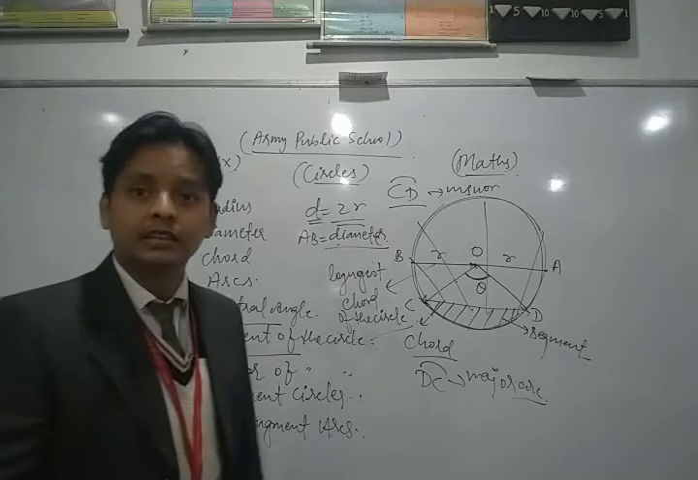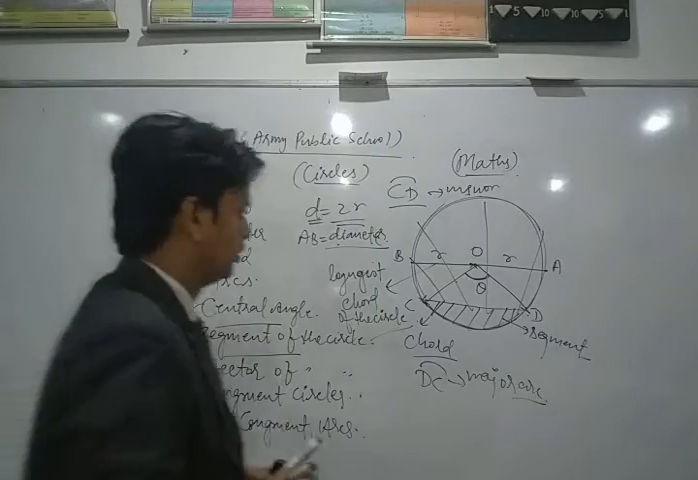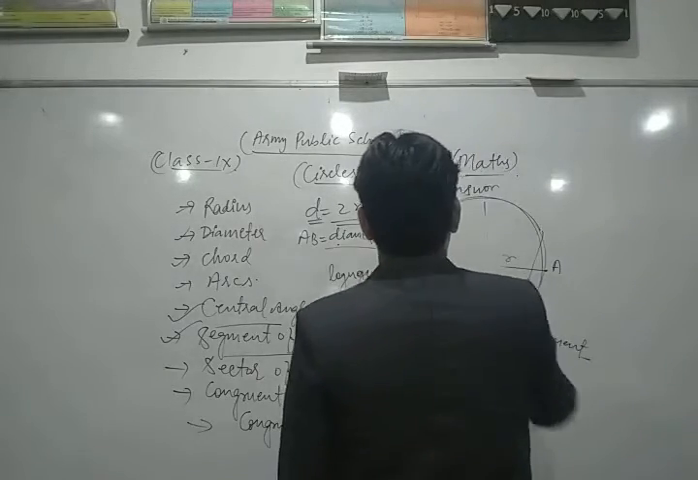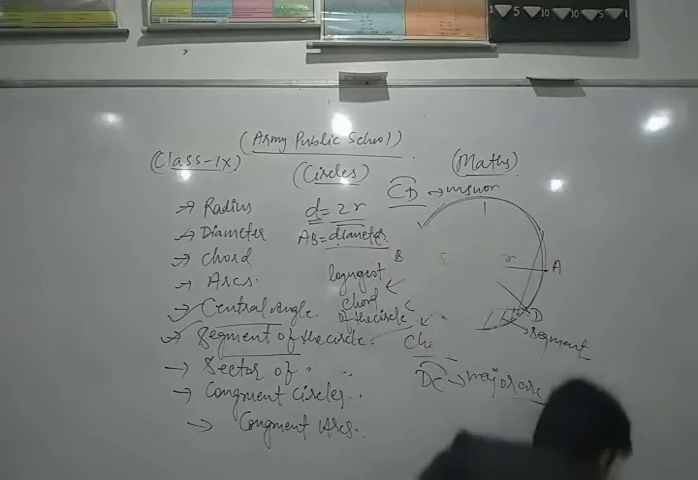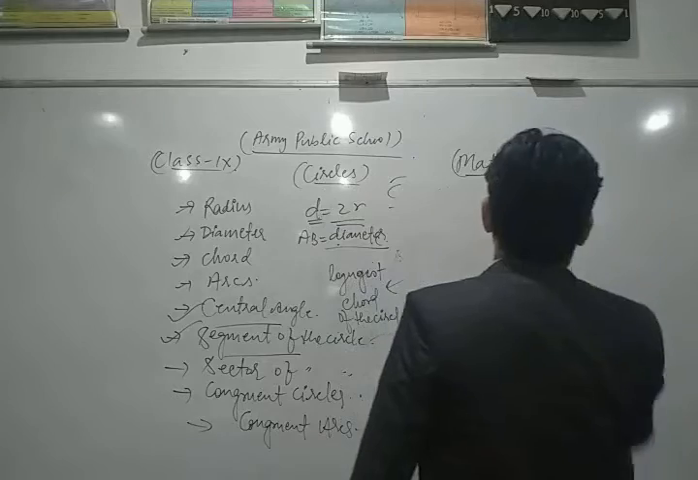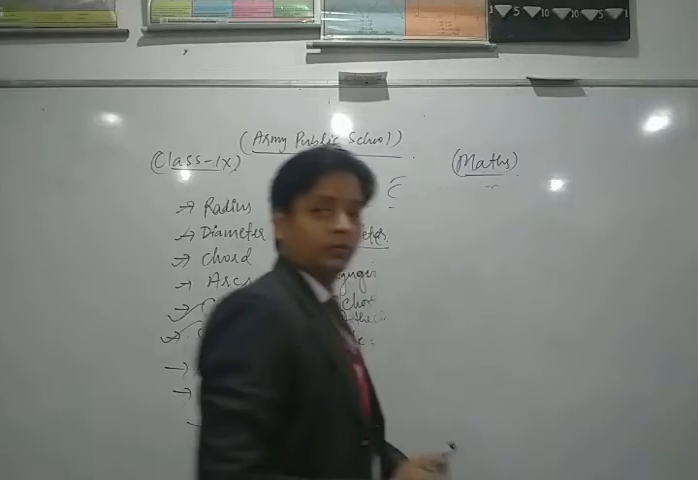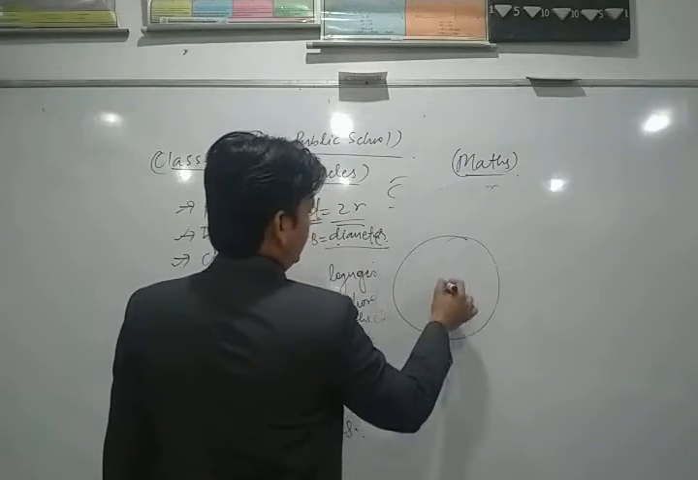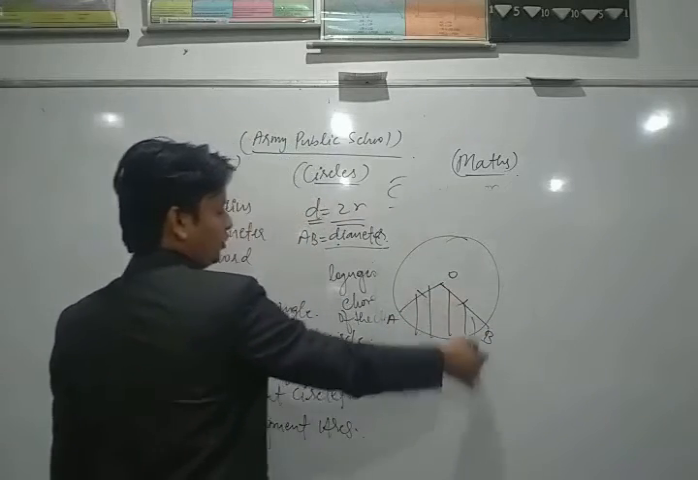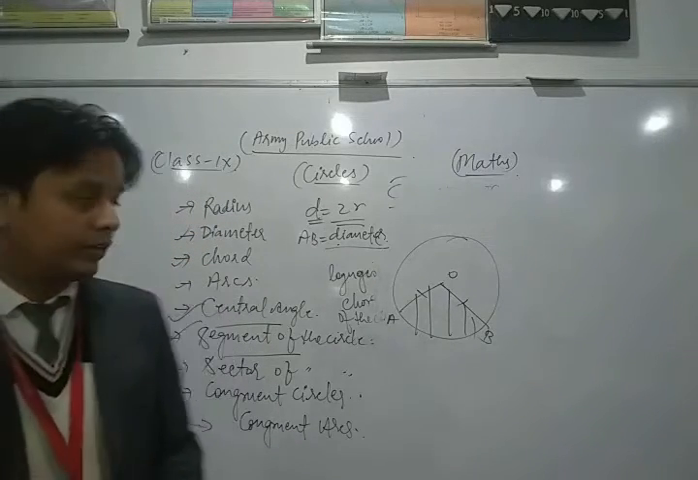Now sector, what is the sector? Dear student, the region bounded by an arc and radii of a circle. Look, these are the radii, suppose OA, and that region is called the sector of the circle. That means the region bounded by an arc and the radii of a circle is called the sector of a circle.